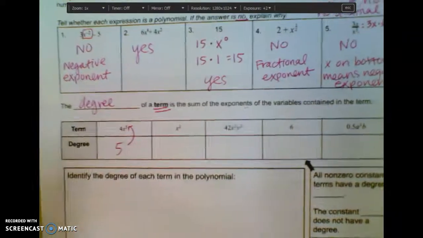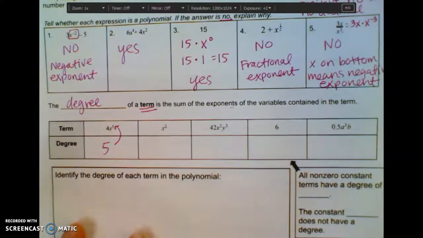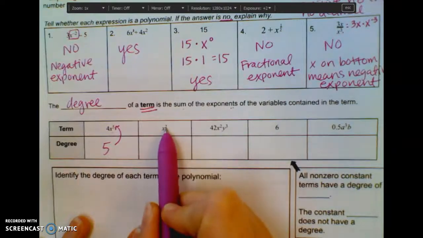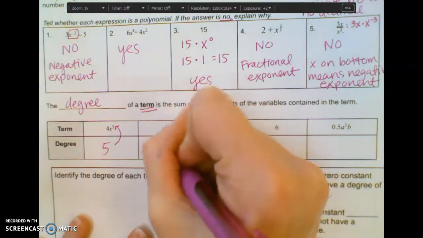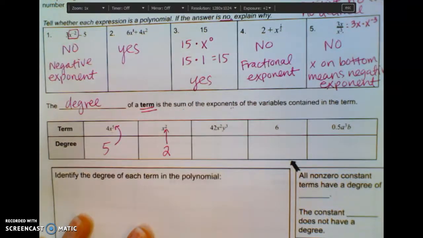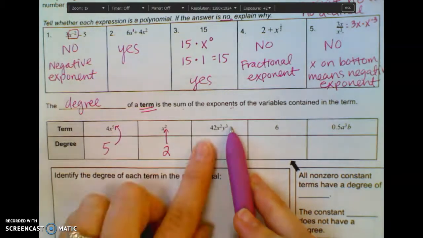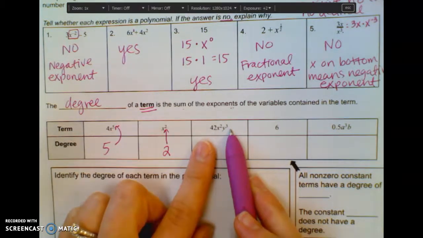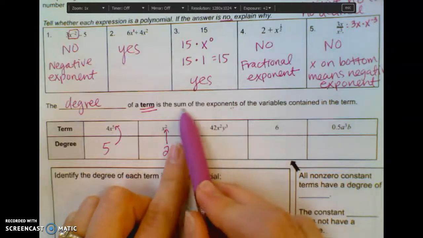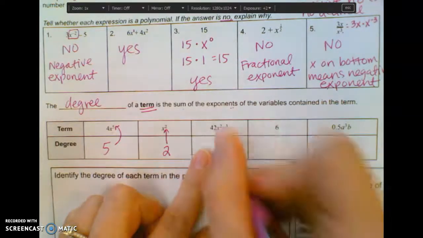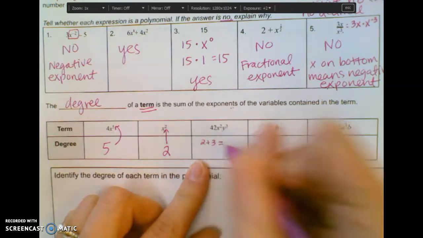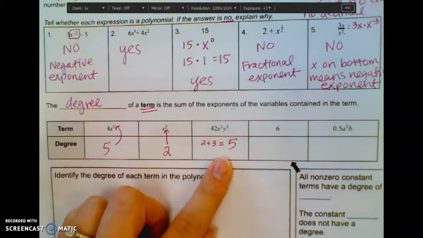On the next one, we have x squared. Well, I only have one exponent, so my degree is that exponent, which is 2. Next, 42x squared y cubed. When we have multiple exponents, what do we do with them? We take their sum. That means we add them. So the 2 plus 3 gives us a degree of 5.